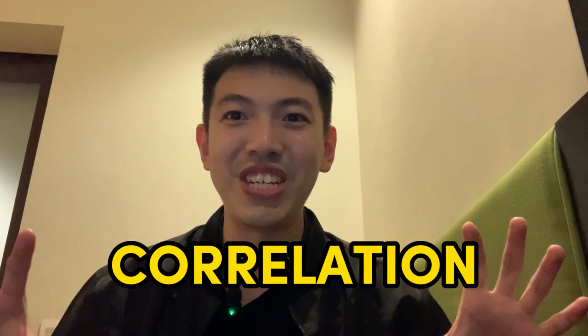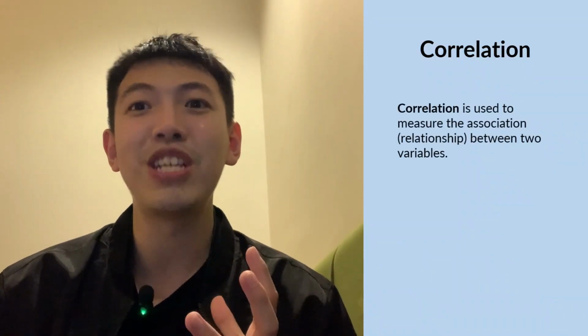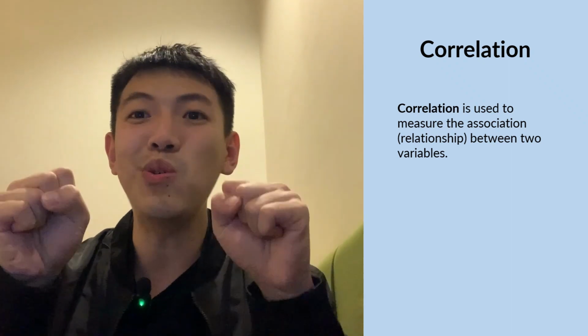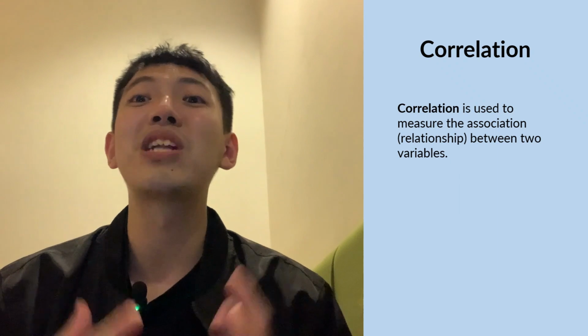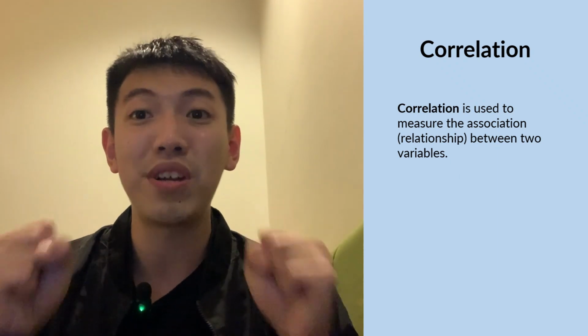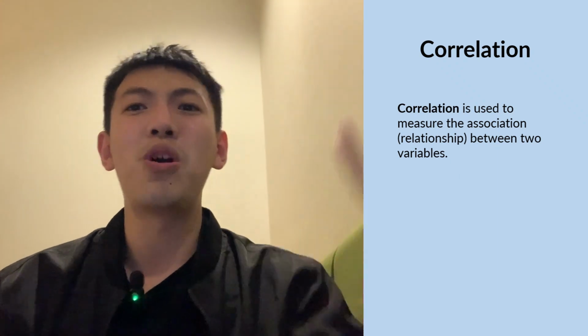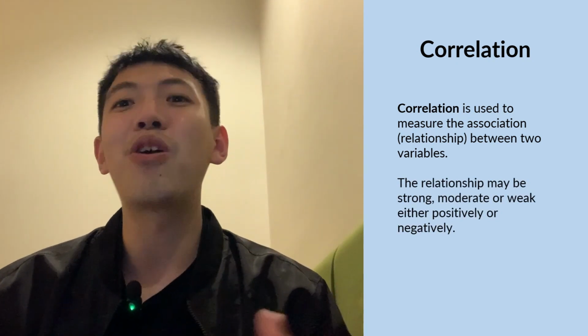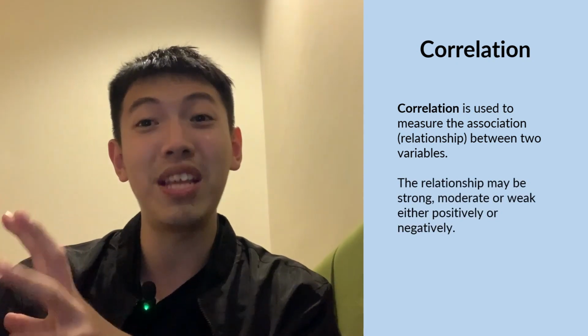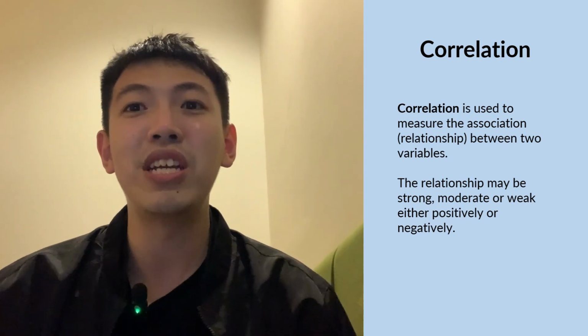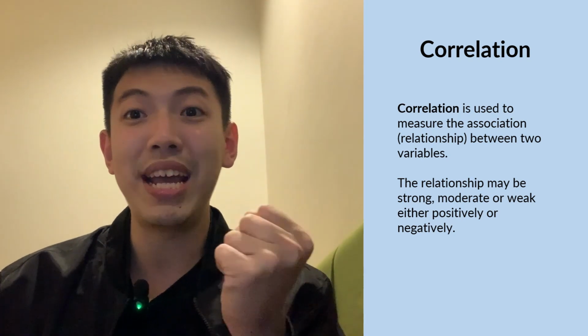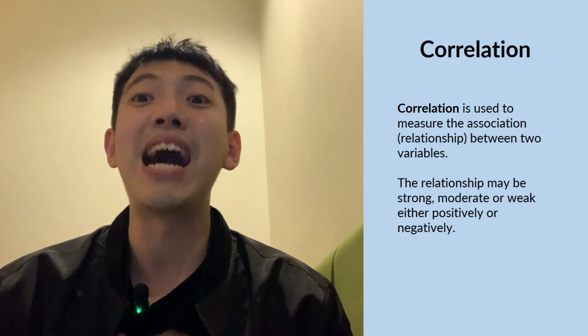In this video, we're gonna learn together about correlation. What is correlation? Correlation is the association or the relationship between two variables. One more time, correlation is the association or the relationship between two variables. It can be strong, moderate, or weak, either positively or negatively. Therefore, talking about correlation, we talk about the strength and also the direction of the association.